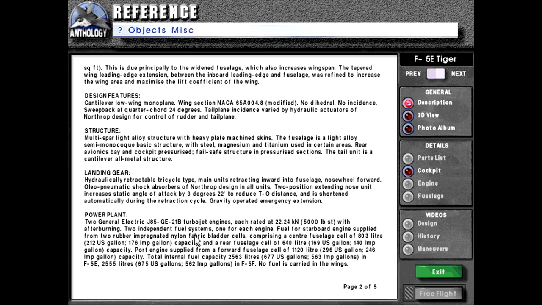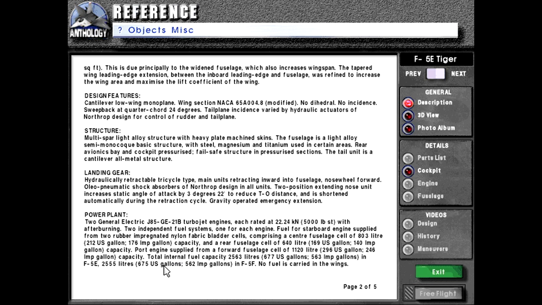Power plant. Two General Electric J85-GE-21B turbojet engines, each rated at 22.24 kilonewtons or 5,000 pounds force with afterburning, two independent fuel systems, one for each engine. Fuel for starboard engine supplied from two rubber-impregnated nylon fabric bladder cells comprising a center fuselage cell of 803 liters or 212 U.S. gallons or 176 imperial gallons capacity, and the rear fuselage cell of 640 liters or 169 U.S. gallons or 140 imperial gallons capacity. Port engine supplied from a forward fuselage cell of 1,120 liters or 296 U.S. gallons or 246 imperial gallons capacity.